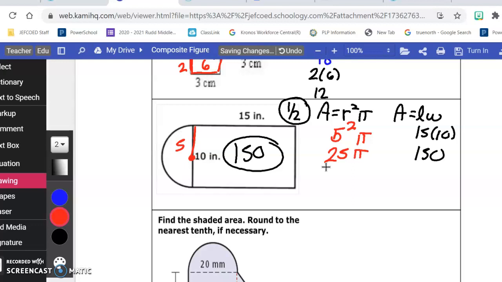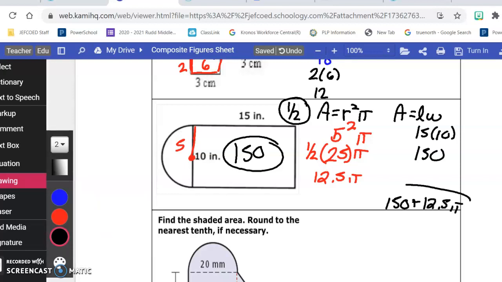Now look, this is half a circle. So half of 25. Now let's think about it. When I have something, we can just divide it by 2. In this case, it's going to be 12.5 pi. So if I wanted to write this in terms of pi, guys, it would be 150 plus 12.5 pi.